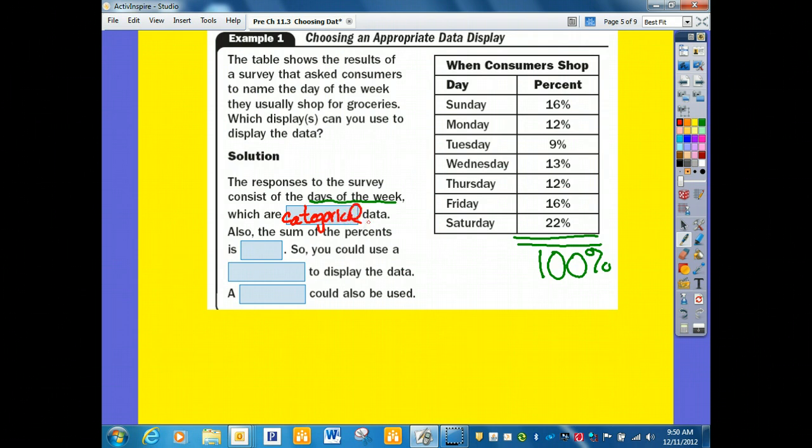Alright? So therefore, we already did this next one. Also, the sums of the days add up to what? We already did that. So you could use what? If it's categorical, you're going to need your note page out today. Go back to that page we just did, and we just numbered and labeled everything. There's only 2 of them that are possible for categorical. What are they?